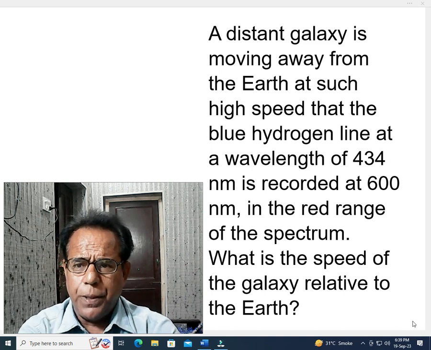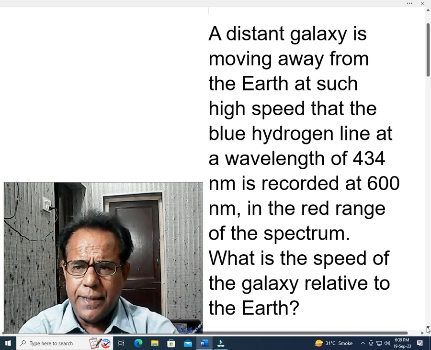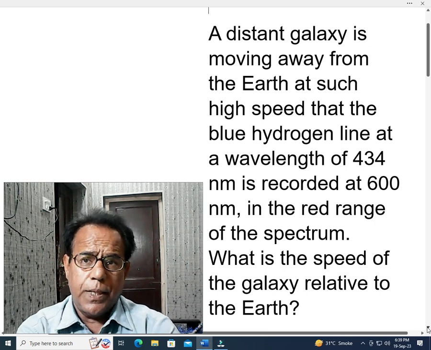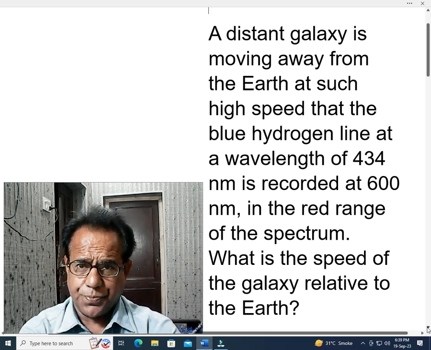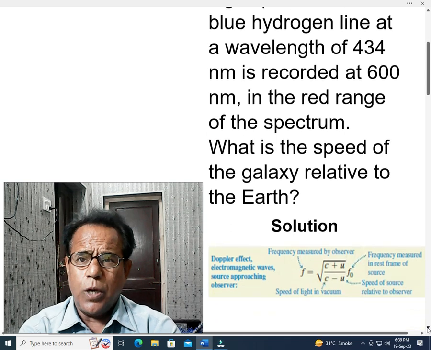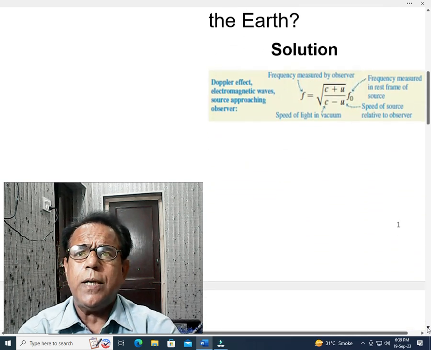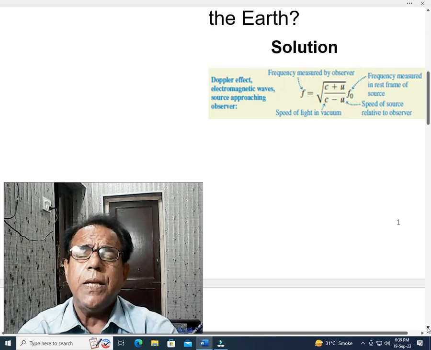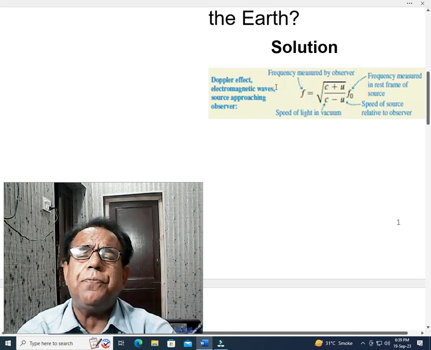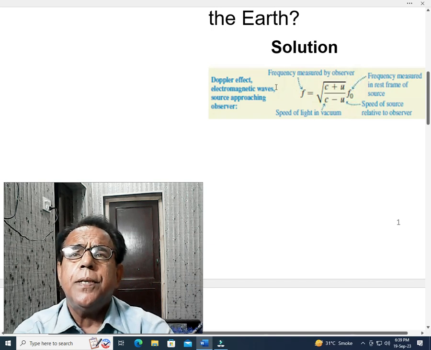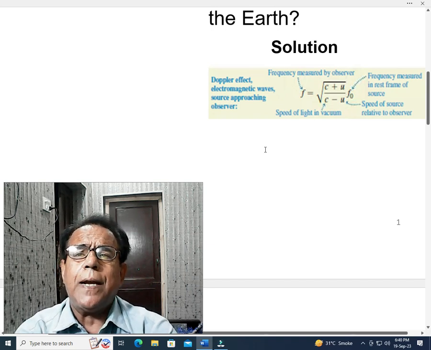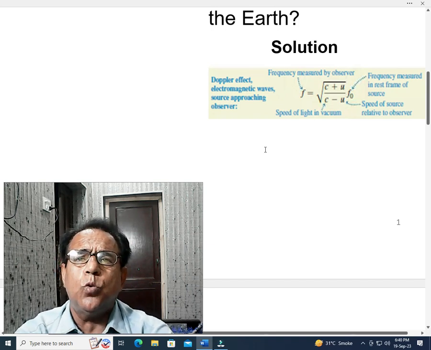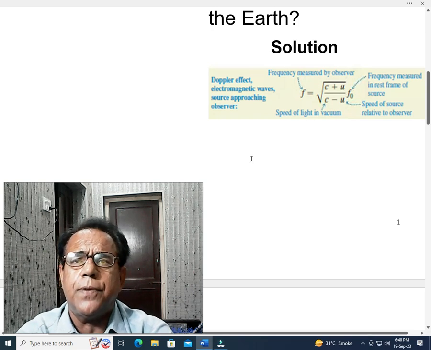Quite easy. The Doppler effect will be applicable, and just by putting values, it is a quite simple problem. Dear students, our problem will be based on this philosophy. Doppler effect, electromagnetic waves, source approaching observer.